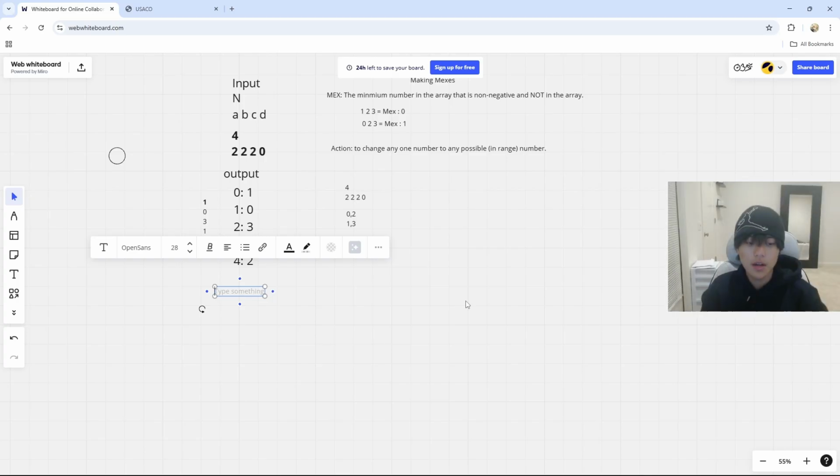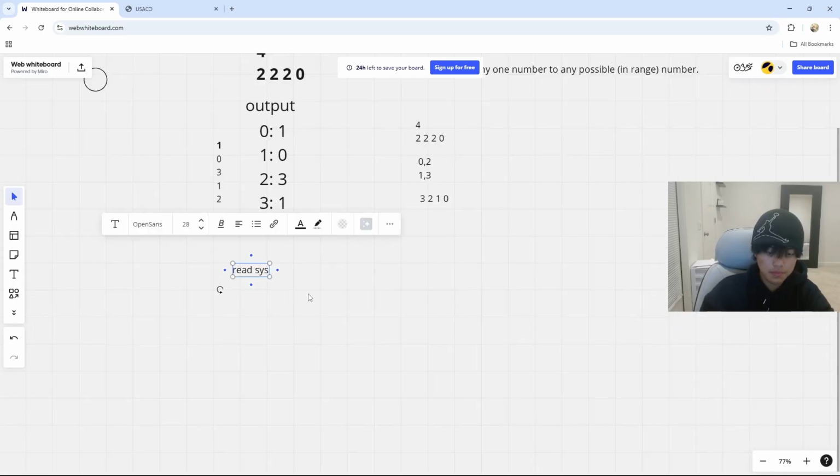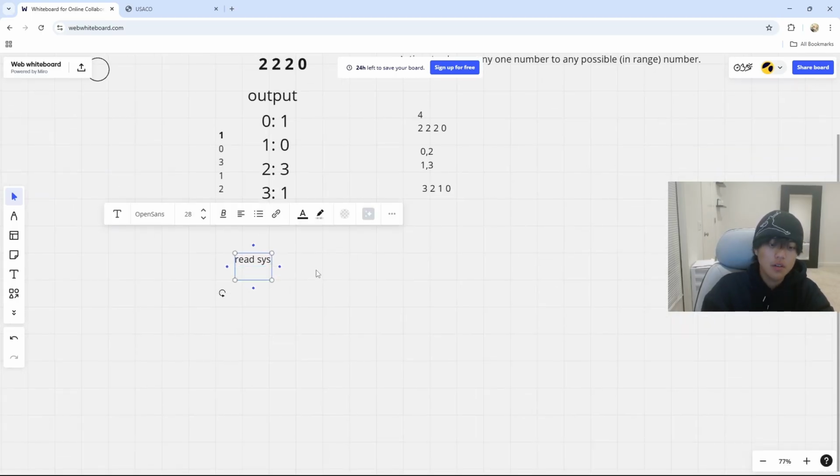Okay. I'm going to pseudocode this in Java. I write in Java, so yeah, but I'll pseudocode it. First, we want to read the line, or read the system in. So, read system.